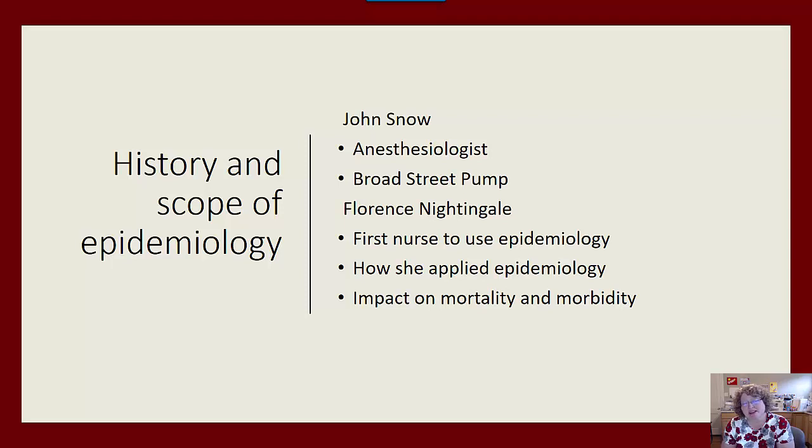they began making some changes by moving the hospital to a better location, washing and cleaning the soldiers, giving them clean bedding, giving them fresh air, and so on and so forth. And the mortality rate dropped dramatically because of that. And so epidemiology has the ability to have an enormous impact on both mortality and morbidity.